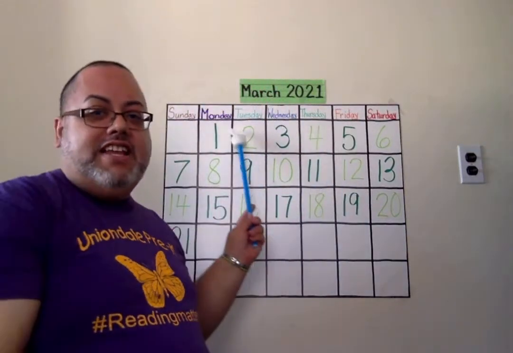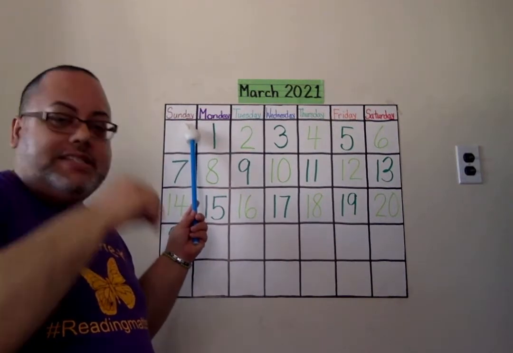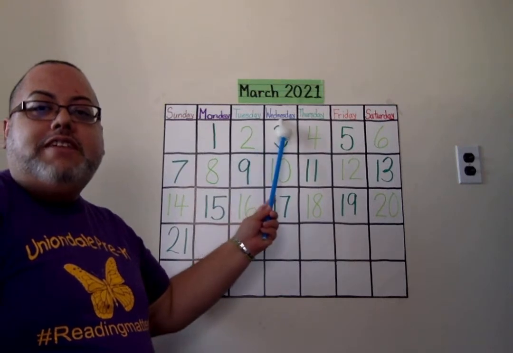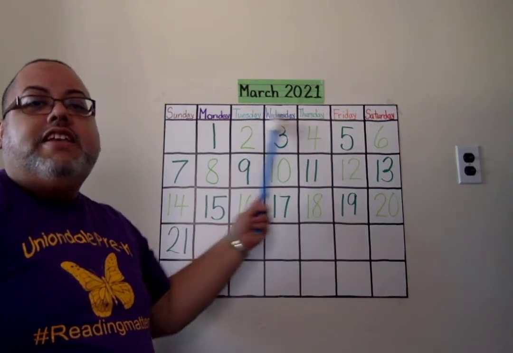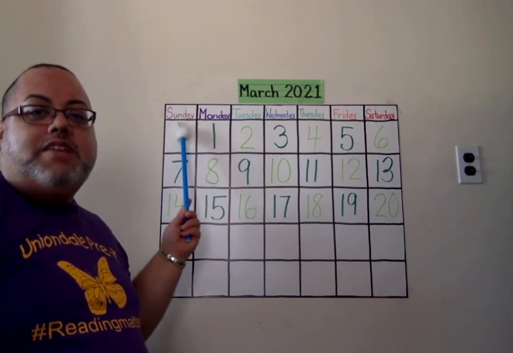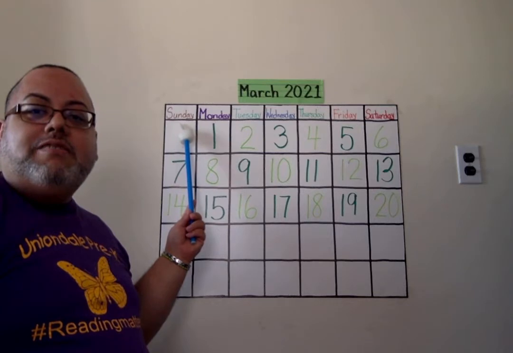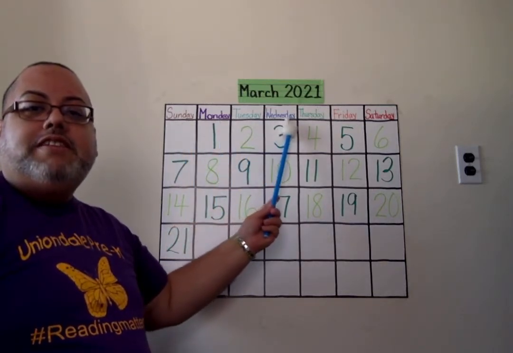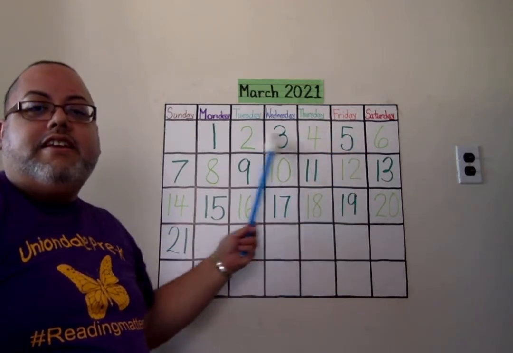There are 7 days in the week. Sunday, Monday, Tuesday, Wednesday, Thursday, Friday, Saturday. There are 7 days. Sing with me. There are 7 days in the week. Sunday, Monday, Tuesday, Wednesday, Thursday, Friday, Saturday.